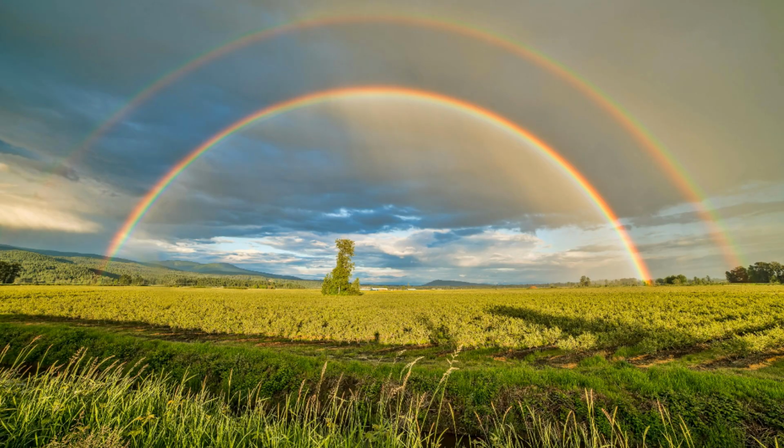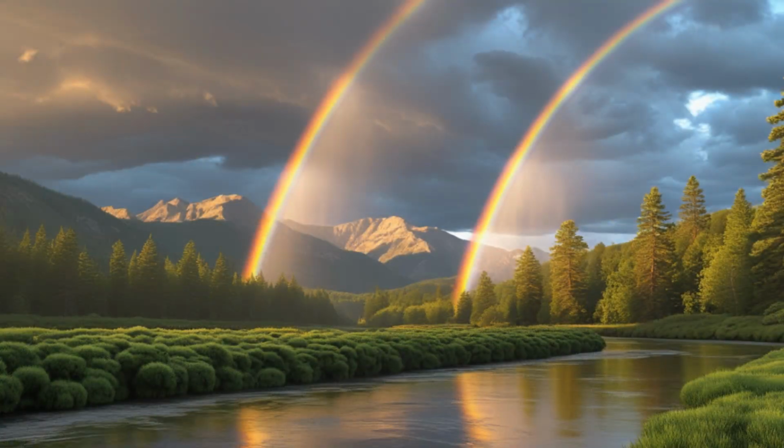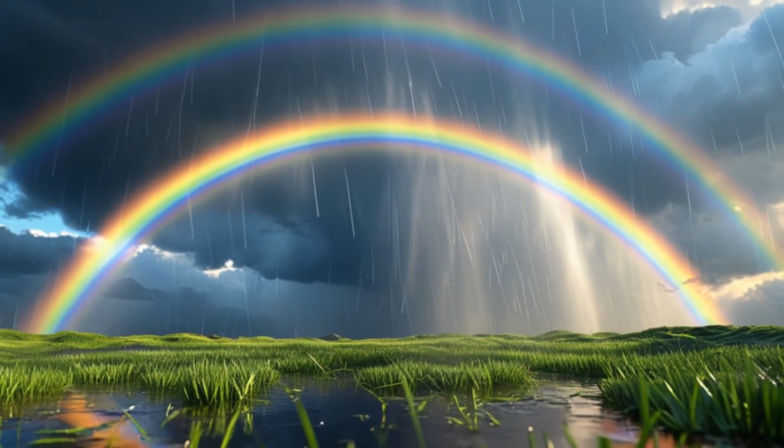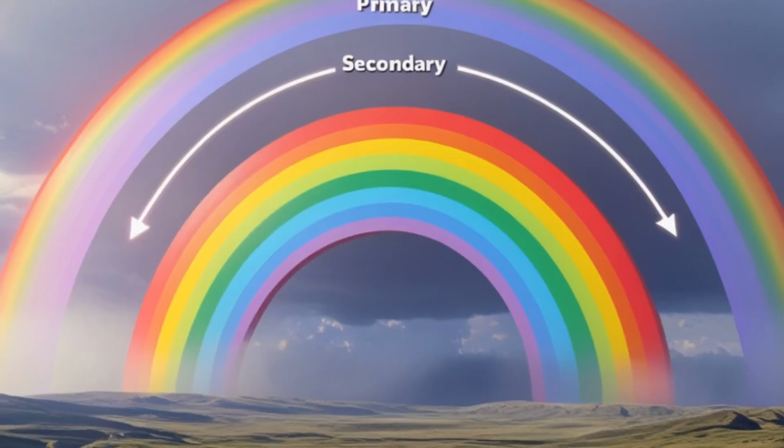Sometimes, if you're lucky, you might see a double rainbow, a second fainter arc above the main one. That happens when light reflects twice inside the droplet before it exits. This extra reflection flips the color order. Red is on the inside, violet on the outside.